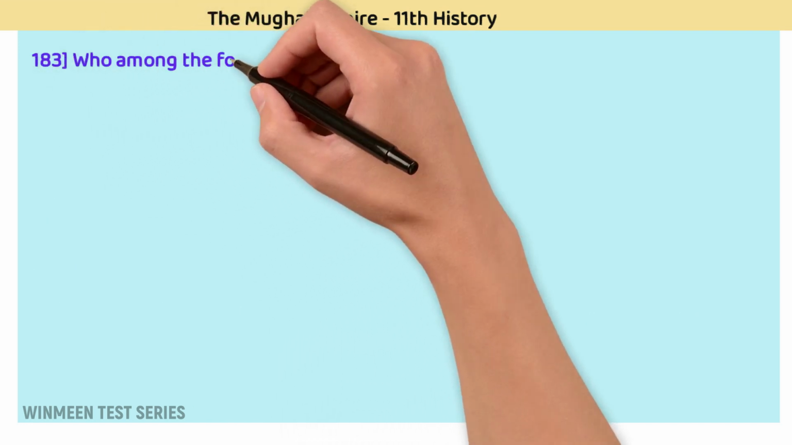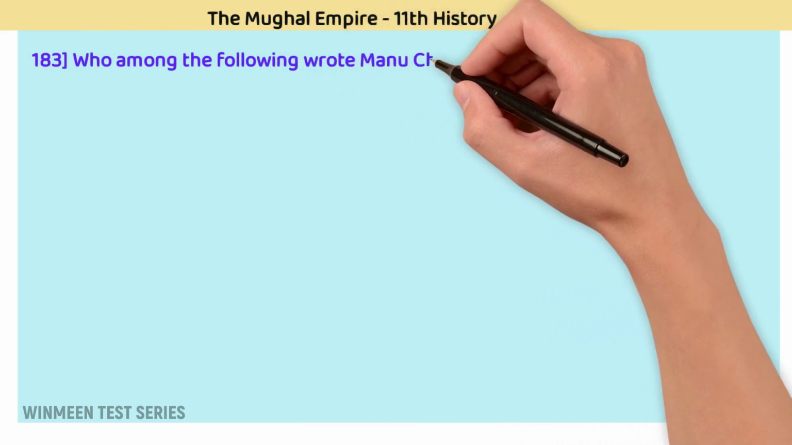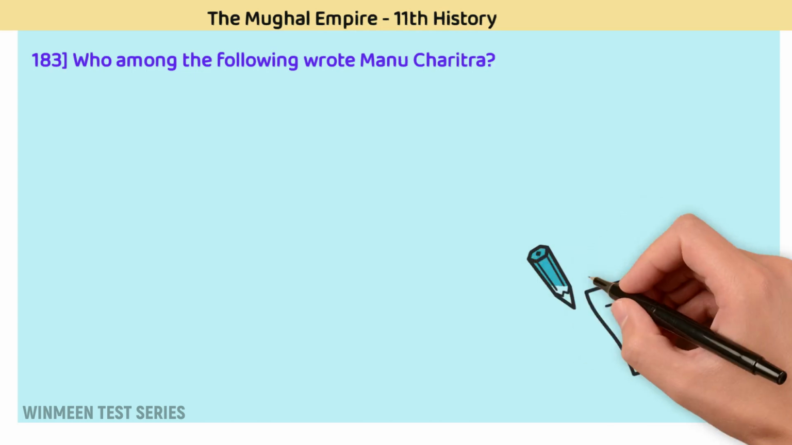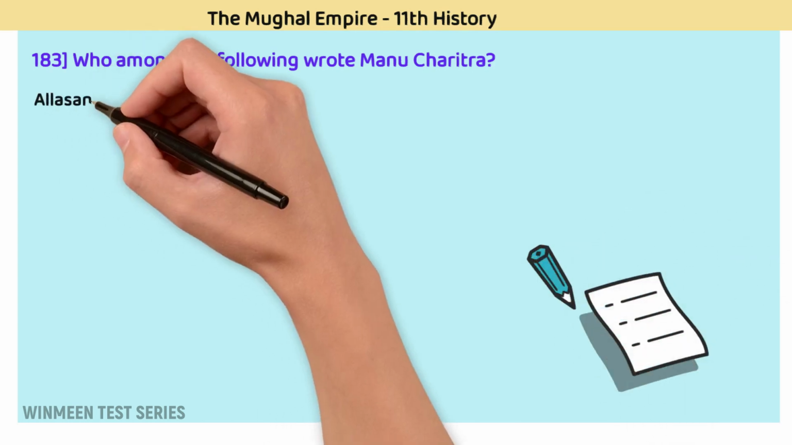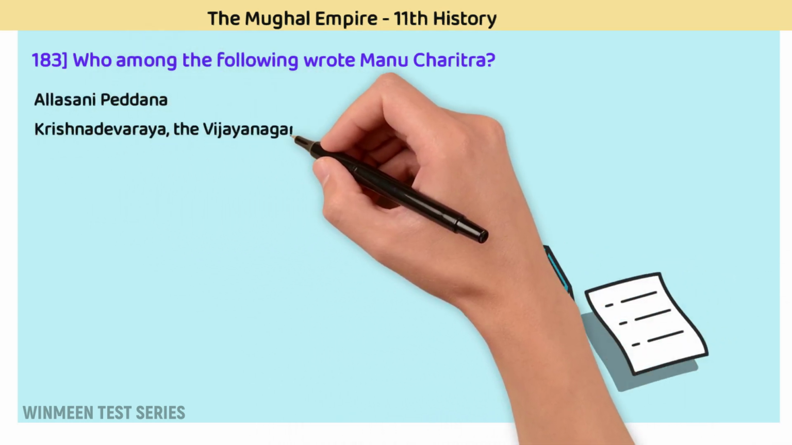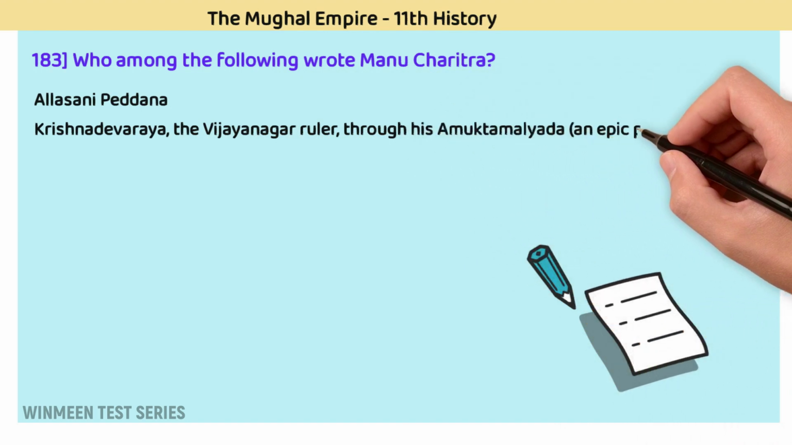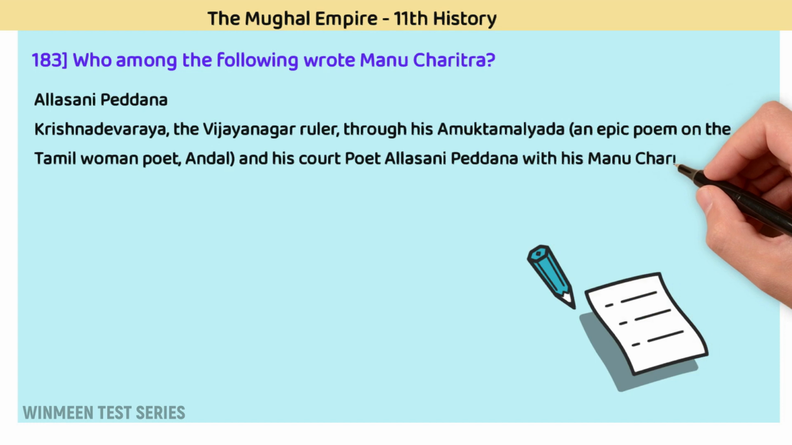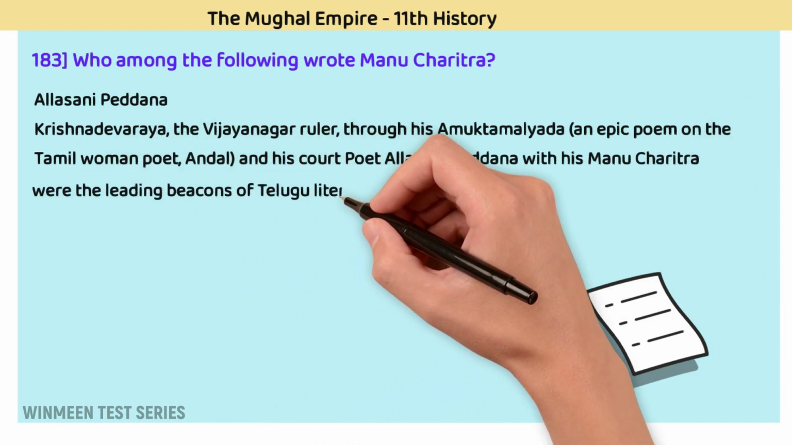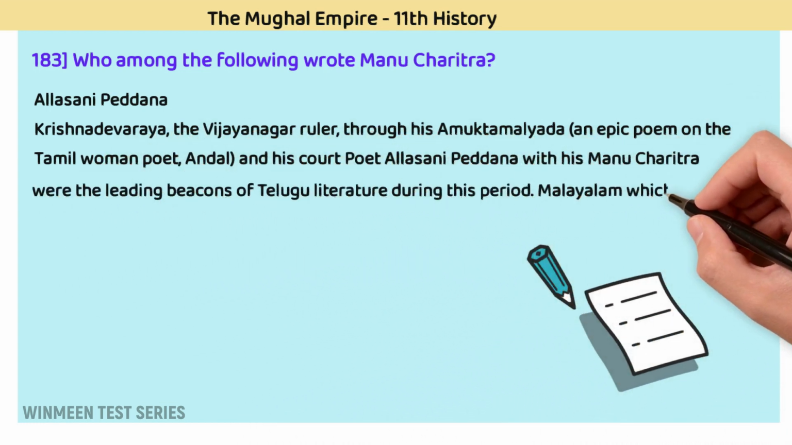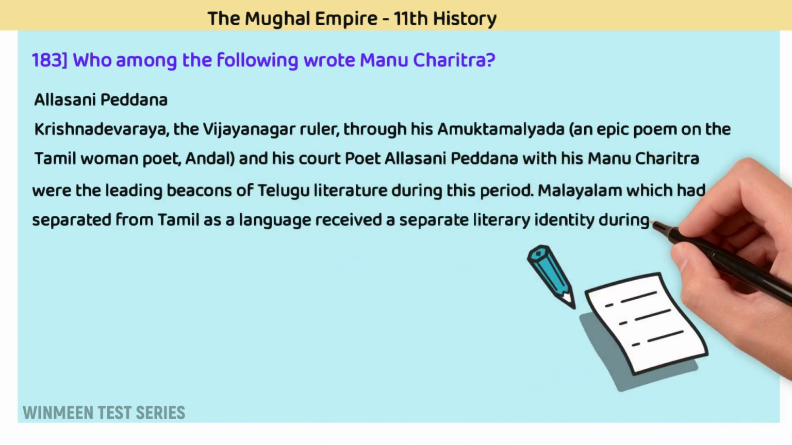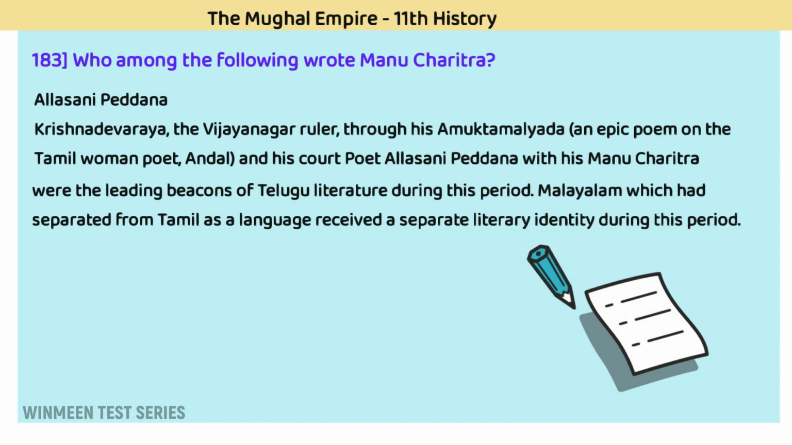Question number 183. Who among the following wrote Manu Charitra? The answer is Alasani Peddana. Krishnadevaraya, the Vijayanagar ruler, through his Amuktamalyada, an epic poem on the Tamil woman poet Andal, and his court poet Alasani Peddana with his Manu Charitra were the leading beacons of Telugu literature during this period. Malayalam, which had not separated from Tamil as a language, received a separate literary identity during this period.